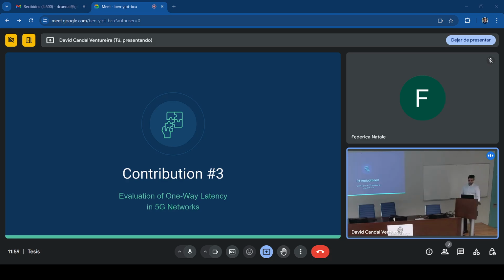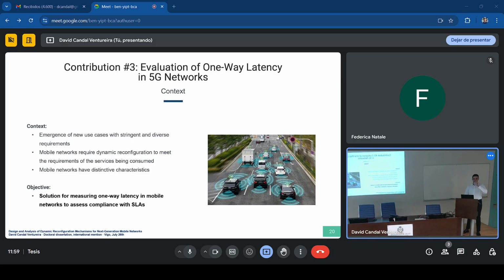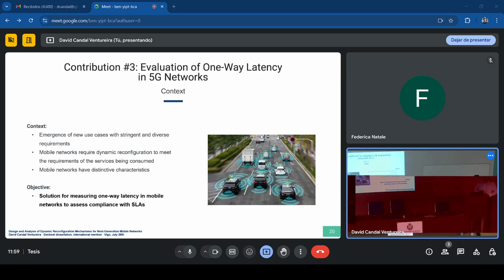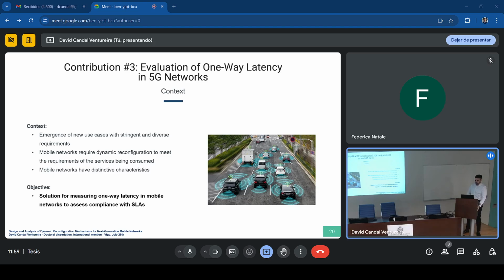Okay, moving to my third work, it seeks to contribute to the state of the art of solutions for assessing compliance with KPIs for emerging use cases. Emerging use cases have stringent and diverse network requirements, and 5G networks must readapt themselves dynamically to meet them.